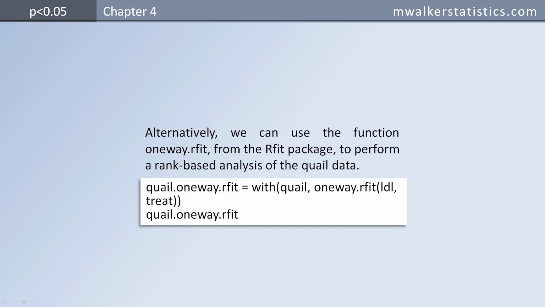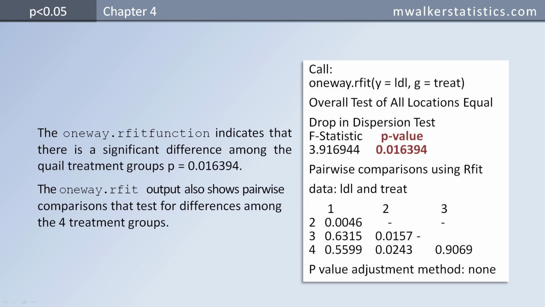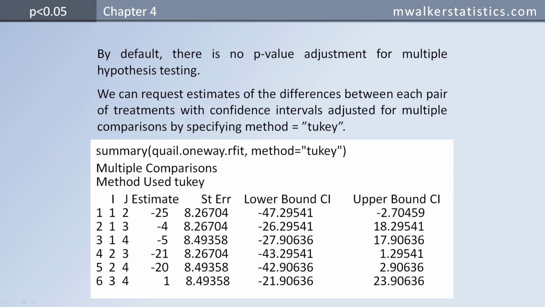Alternatively, we can use the function oneway.rfit from the Rfit package to perform a rank-based analysis of the quail data. The oneway.rfit function indicates that there is a significant difference among the quail treatment groups, p equals 0.016394. The output also shows pairwise comparisons that test for differences among the 4 treatment groups. By default, there is no p-value adjustment for multiple hypothesis testing.